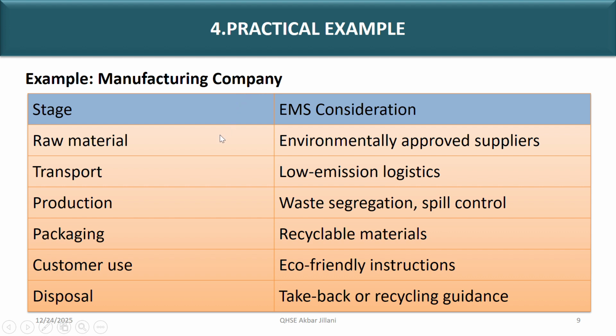Now we are taking some practical examples. Manufacturing company, because it's very simple to understand this in the exam. If we give the example of a manufacturing organization: raw materials, environmentally approved suppliers, EMS. What will we consider? Environmentally approved suppliers. Transport, low emission logistics. Production, waste segregation, spill control. Packing, recyclable material. What material we use in the packing will be recyclable or reusable.